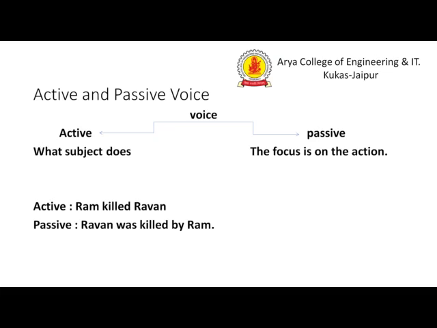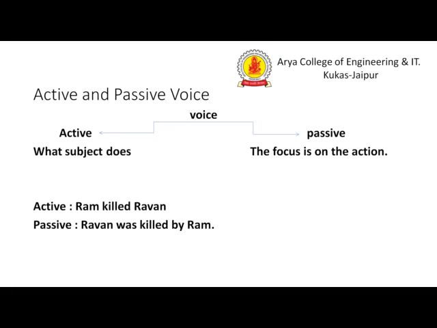Here we have to just take an example like Ram killed Ravan. With the help of the rule, in the sentence you can see the past tense is applied. So if we are converting active to passive voice, what should be the answer? Ravan was killed by Ram.